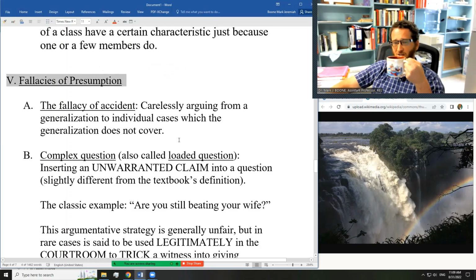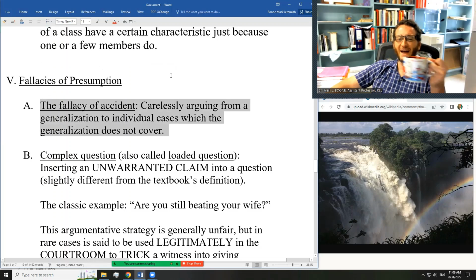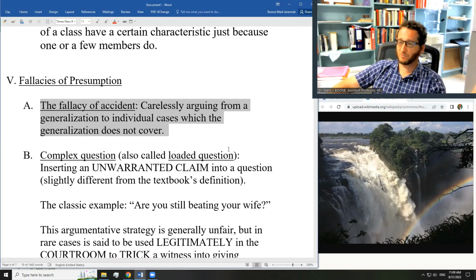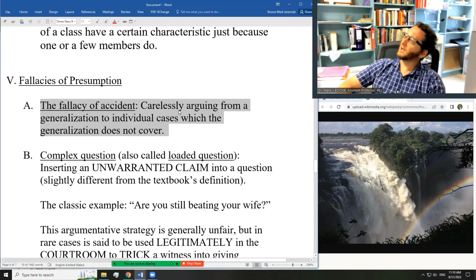Next category, fallacies of presumption. Accident is arguing from a generalization to individual cases which the generalization does not cover. I think this is going to be an example from some writings of Alvin Plantinga here. I'm going to modify it a bit. If a majority of people from some particular country are not really good runners, you cannot conclude that some particular person from that country is not a really good runner. When that person happens to be an Olympic athlete, it's probably not a great example.